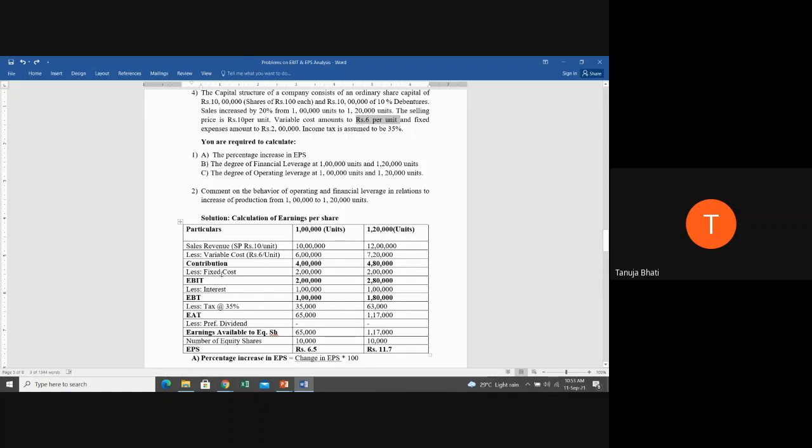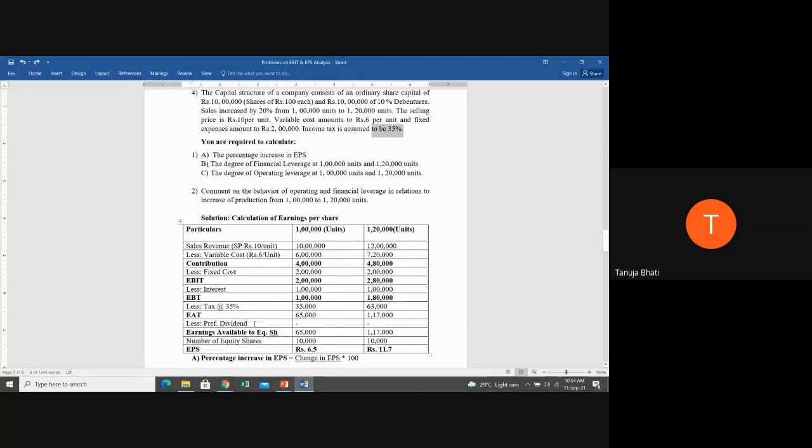From 4 lakh, you deduct the fixed cost. Fixed cost is given in the problem directly, the fixed expenses are 2 lakh rupees. You get EBIT. EBIT is 2 lakh. Now, once you got EBIT, you have to deduct interest. Interest is here, students. See, 10 lakhs of rupees, 10% debentures. So, what is the interest? 10% into 10 lakh rupees, that is interest is 1 lakh. So EBT, you got it as 1 lakh. Less tax, which is already given in the problem, 35% of 1 lakh, that is 35,000. You got earnings after tax as 65,000.